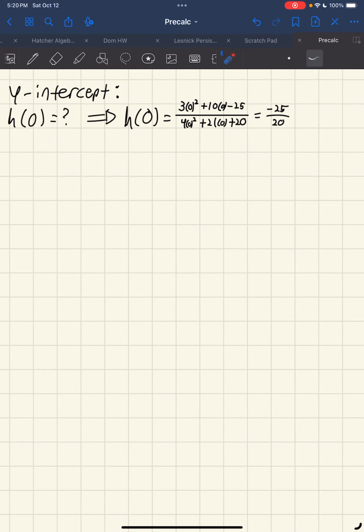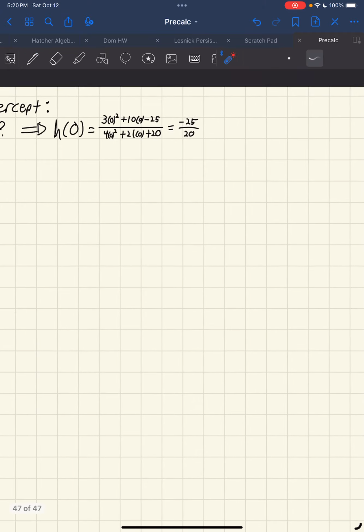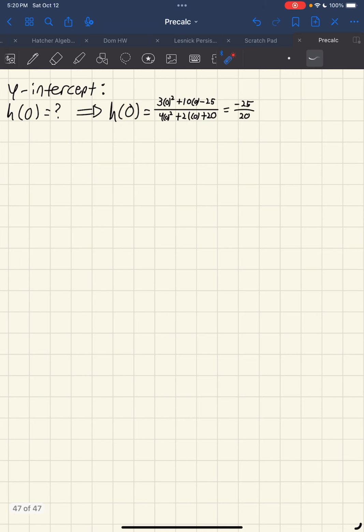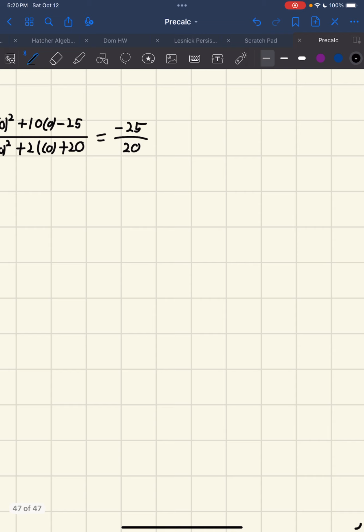Again, I went a little fast there. I plugged in 0 for x. So wherever there's an x now becomes 0. And they're all multiplying 0, so that gets turned to 0, 0, 0, 0, 0. So this is 0 plus 0 minus 25, and 0 plus 0 plus 20. This reduces to negative 5/4.